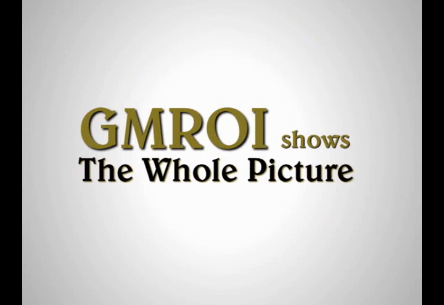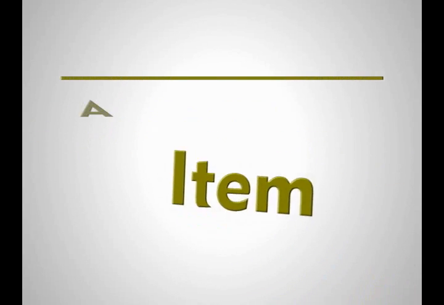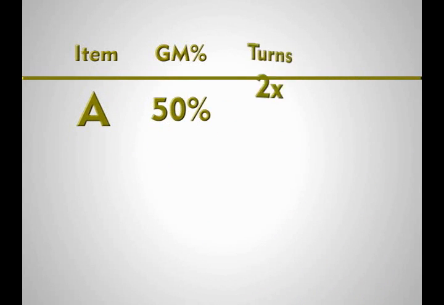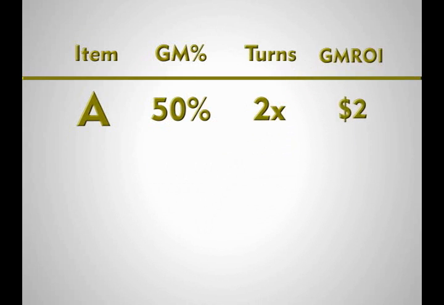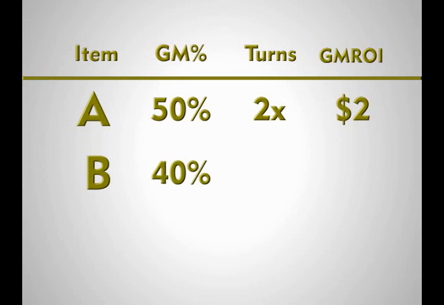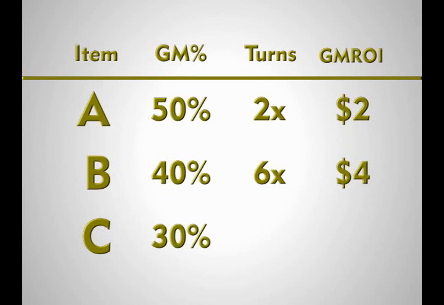GMROI shows the whole picture. Item A, with a gross margin percentage of 50%, had 2 turns. Its GMROI, $2. Item B, at a 40% gross margin, had 6 turns, with a GMROI of $4. Item C, 30% gross margin, had 7 turns. Its GMROI was $3. In actuality, item B earns the most gross margin per dollars invested.